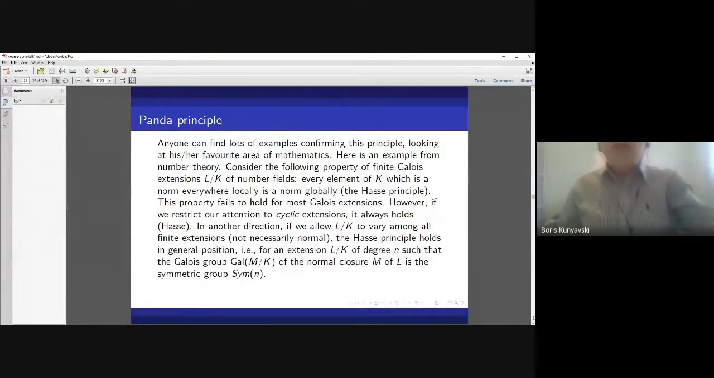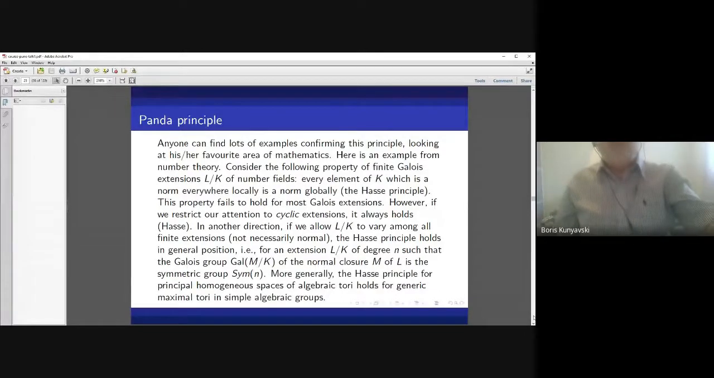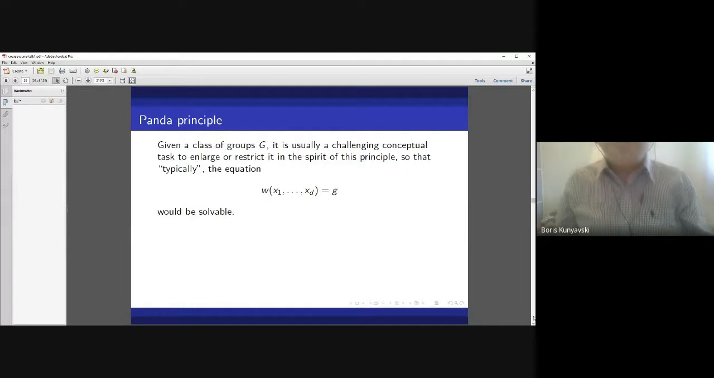And in fact, one can generalize this, for those of you who know what principal homogeneous spaces are. It can be generalized to generic maximal tori in simple algebraic groups. I leave this remark only for people with more expertise in the area, so most of you can ignore this. So now I want to formulate this as follows.